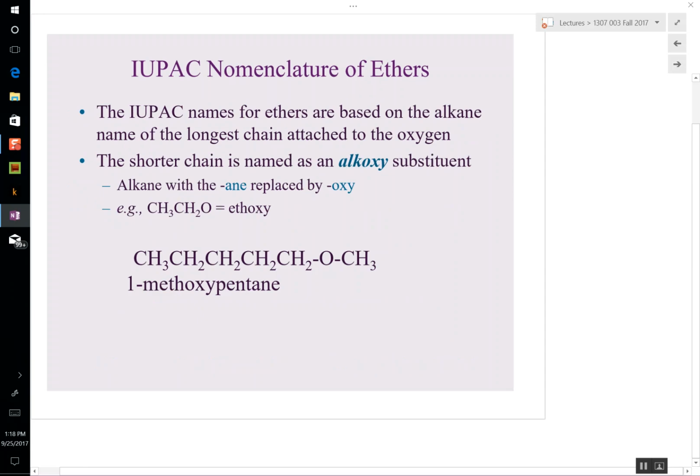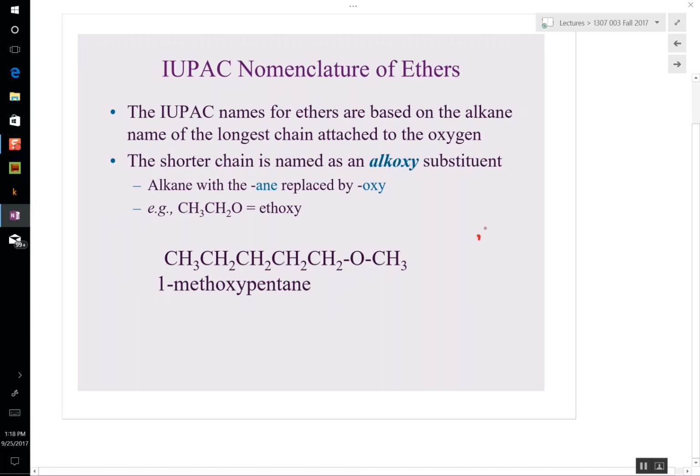But how do we handle this? Okay? 1, 2, 3, 4, 5. You say, well, why can't we call that methyl pentyl? Well, we could. But then what would you call this?